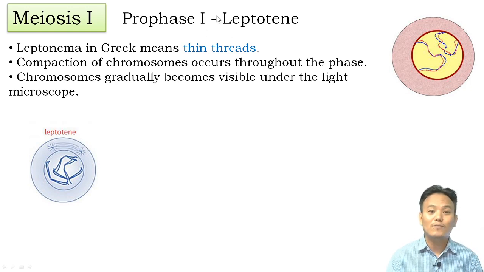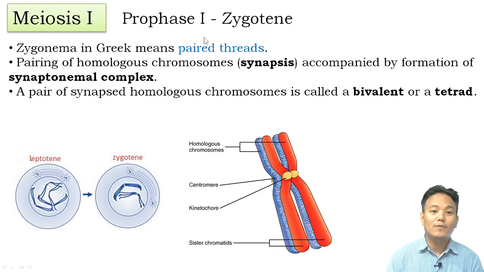The next phase after leptotene is Zygotene, the second subphase of prophase 1. Zygotene is also called Zygonema, which in Greek means paired threads.